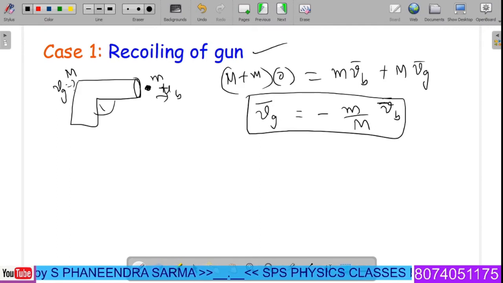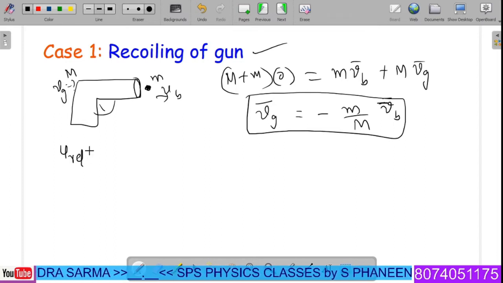That means if the bullet is going in the forward direction, the gun will move in a backward direction, which is called recoiling. This is the recoiling velocity of the system. Let us see the application. In the given case, what is the relative velocity? Relative speed, let us consider.